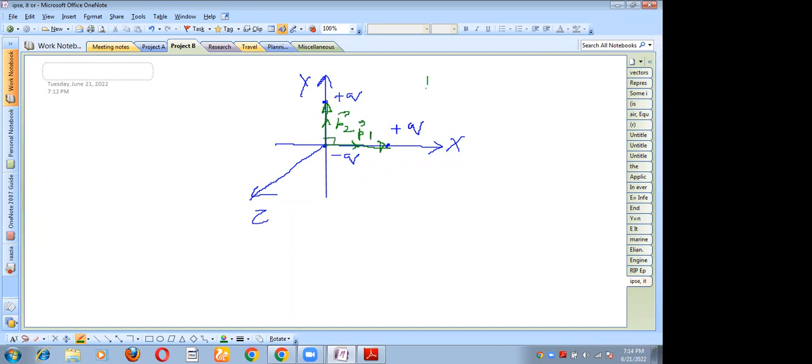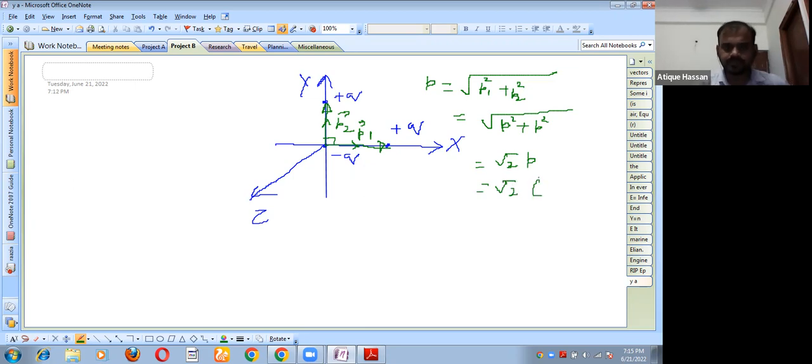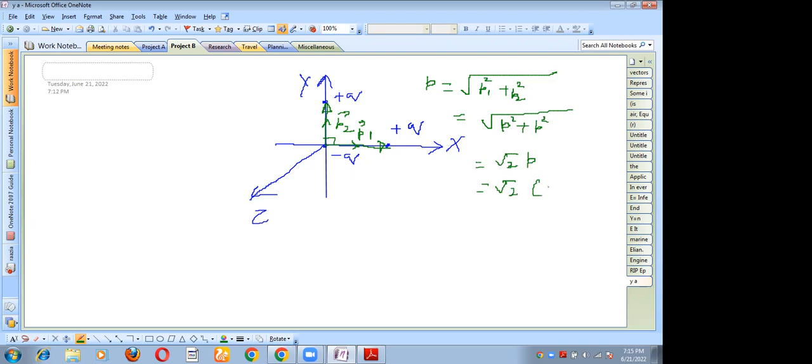If two vectors are perpendicular, the resultant vector is P equal to root of P1 square plus P2 square. Both are identical dipoles, so their dipole moments will be equal. Suppose it is P. So it will be P square plus P square, and its value will be root 2 P. And what will be the value of P, the magnitude of the dipole moment? Q into 2A.